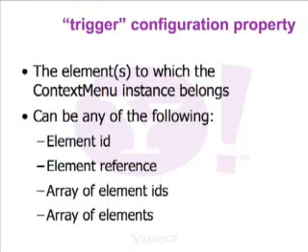A little bit more about trigger. Again, the trigger configuration property are the elements to which the context menu instance belongs. And you can set the trigger to be any of the following: an element ID, an element reference, or an array of either.